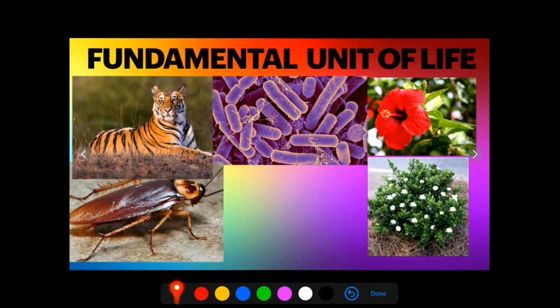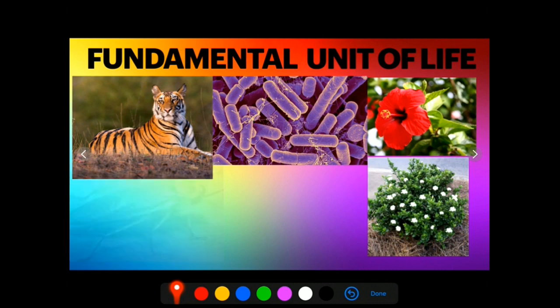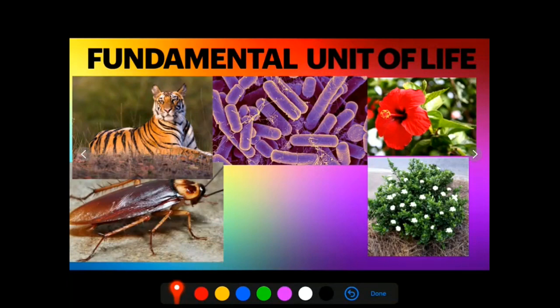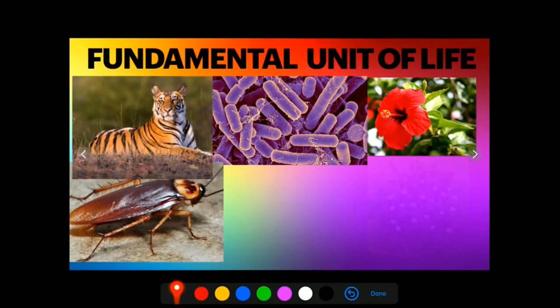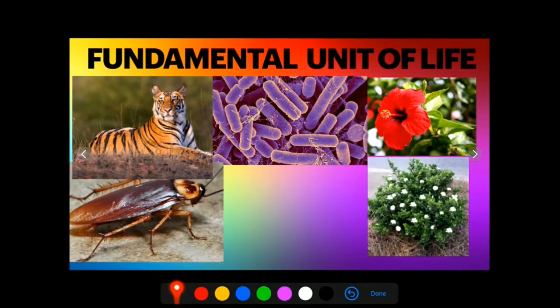In this chapter, we are going to study the fundamental unit of life. When we say life, we are referring to the living organisms you see around yourself. They can be insects, animals, or plants which you see, but there are some organisms which you cannot see, like microorganisms. So the insects, animals, plants, and microorganisms are all life forms.